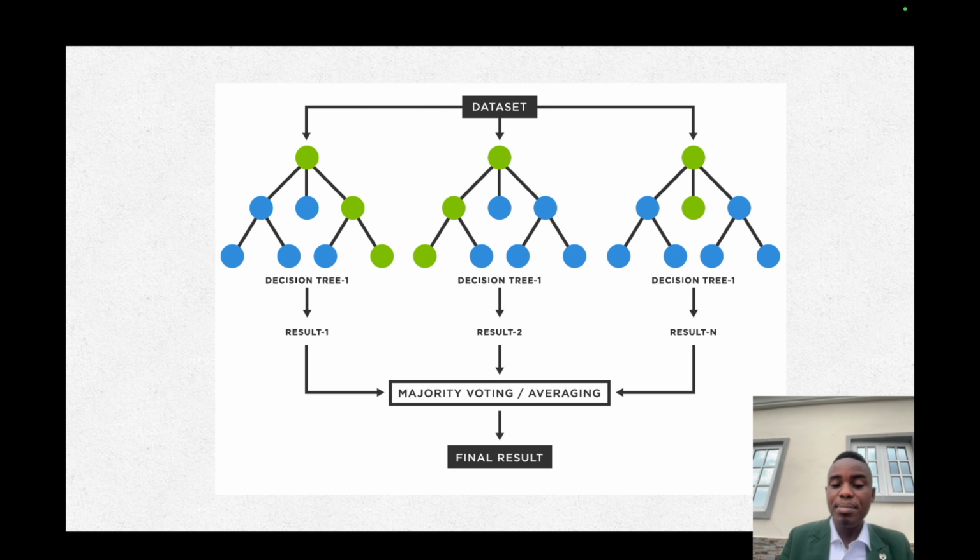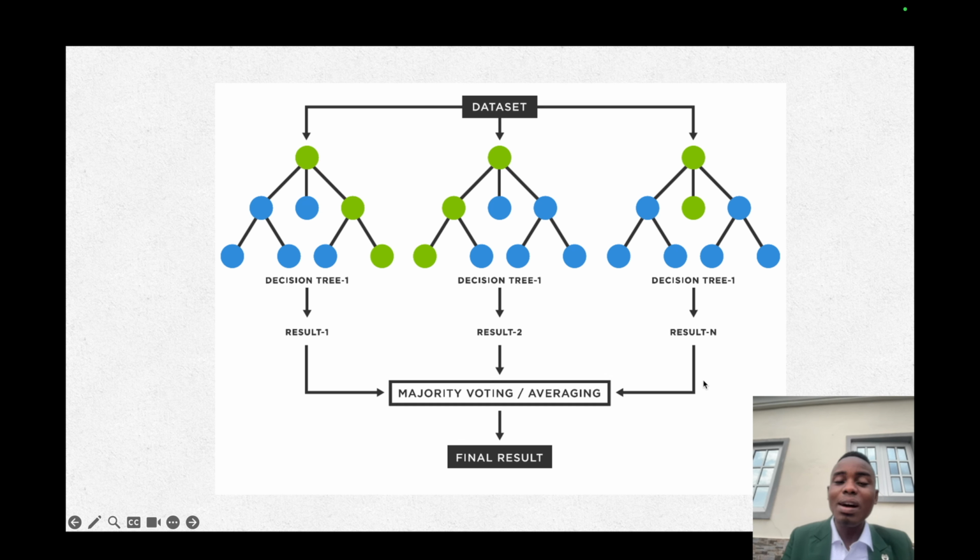Of course, as we've established previously, if you are trying to predict discrete values, which is classification models, then we are doing a count, majority voting. And if it's regression, predicting continuous value, then we do averaging. Then after that, we get a final result.